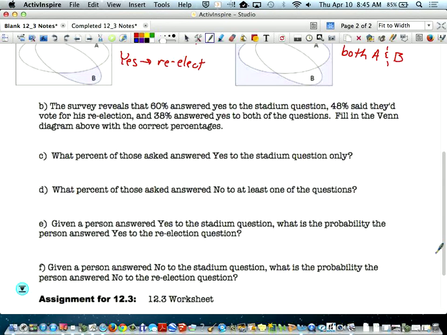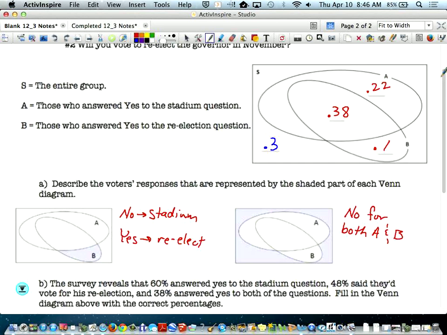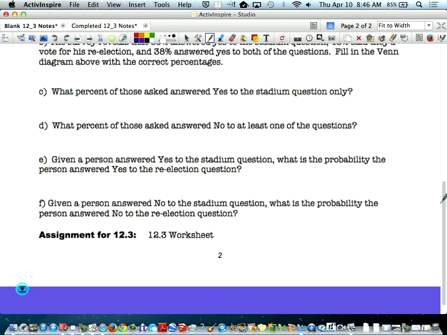So, what percent of those asked answered yes to the stadium question only? Yes to the stadium question only. That's this outside group. 0.22. You have to be inside circle A, but not in the overlapped portion.